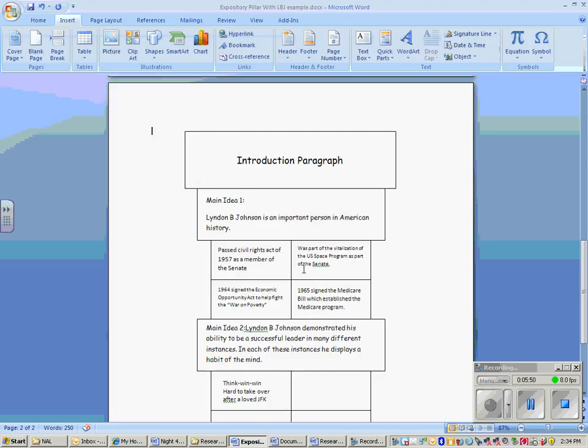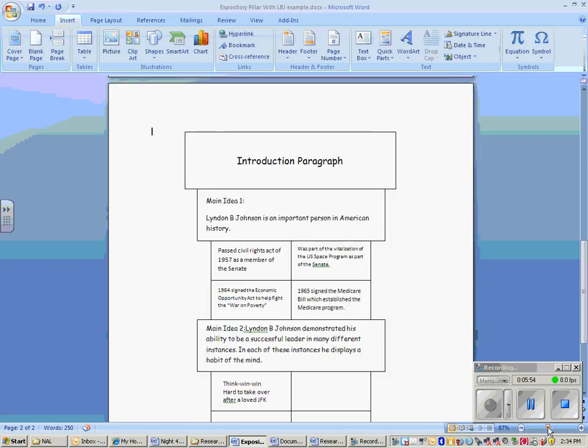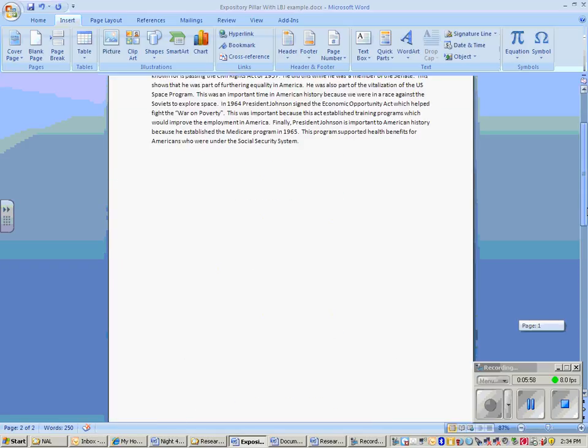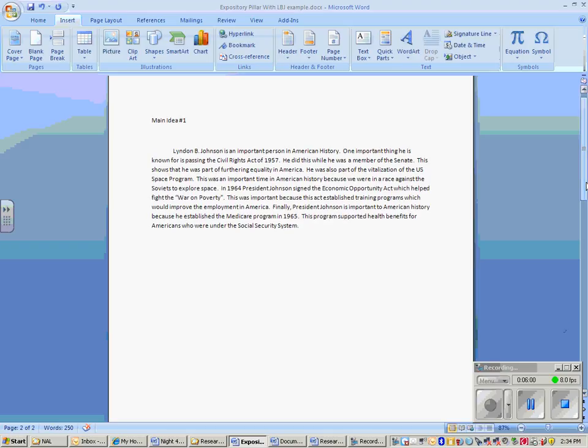So I'm now going to share with you the paragraph that I wrote about Lyndon B. Johnson being important in American history. So this is my paragraph. I said, Lyndon B. Johnson is an important person in American history. One important thing he is known for is passing the Civil Rights Act of 1957. He did this while he was a member of the Senate.